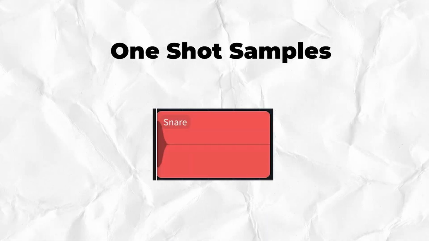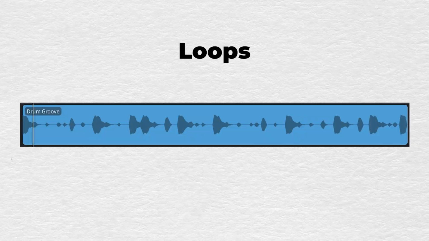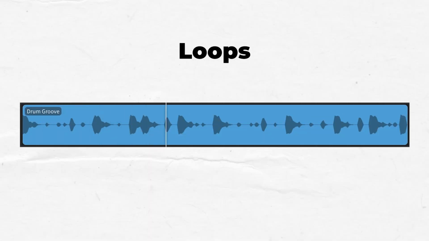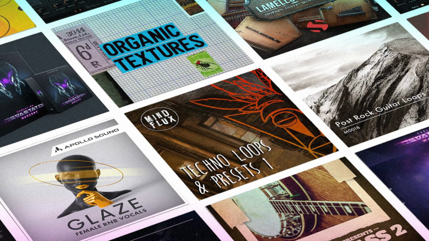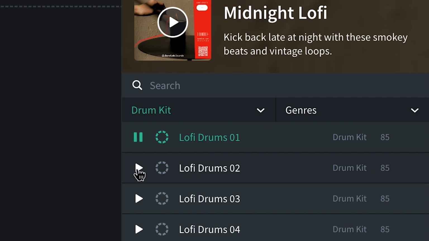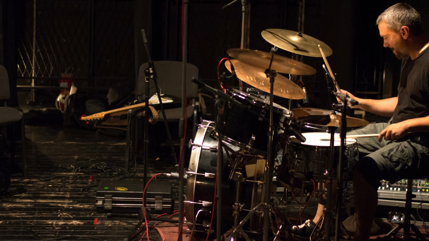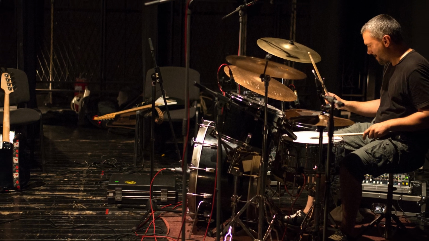One-shots are single hits used to build drum patterns, while loops are pre-made drum grooves that can be used as is or edited to make a unique beat. You can find drum samples from sample packs, online libraries, or even creating your own using a drum kit and a set of microphones. Remember, the quality of your samples can significantly impact your final track.